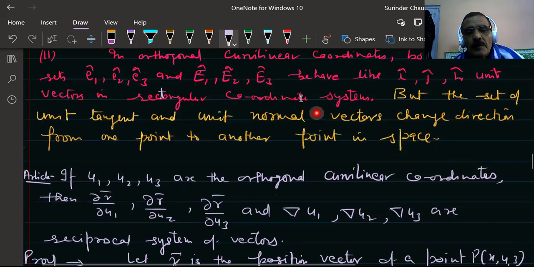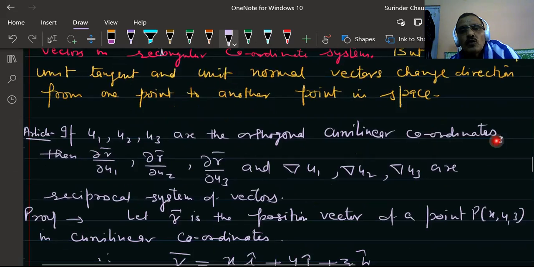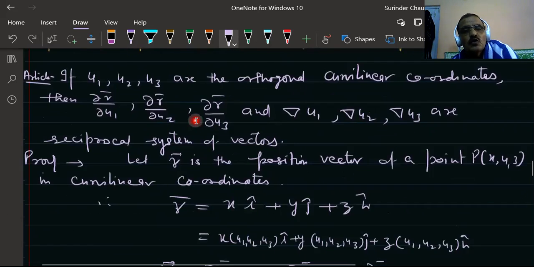So now from this article we come to know what the unit normal vectors and unit tangent vectors are, and how they are related if the tangent and normal vectors are orthogonal. The next article: if u1, u2, u3 are orthogonal curvilinear coordinates, then ∂r/∂u1, ∂r/∂u2, ∂r/∂u3 and ∇u1, ∇u2, ∇u3 are reciprocal system vectors. We will show these reciprocal system vectors.